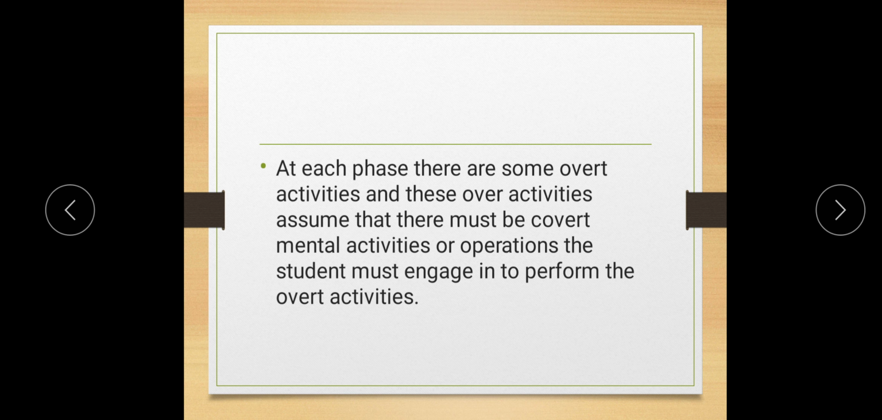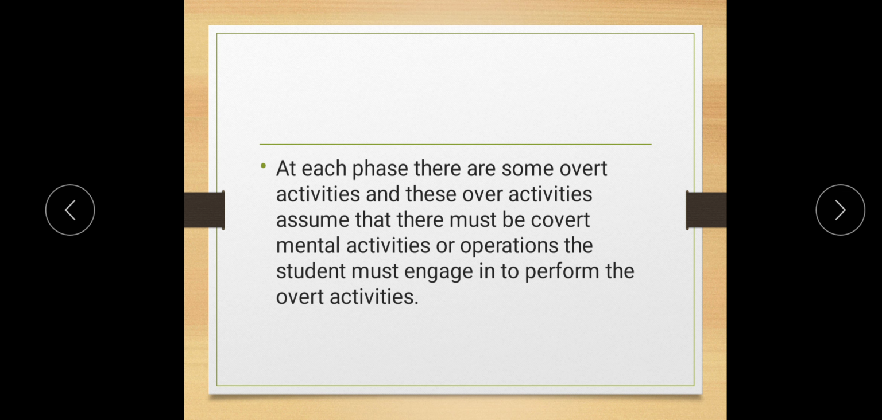Now to start with, we'll see this as well. At each phase there are some overt activities. This is again very important. Overt activities, and sorry for the spelling mistake, it's not over, it's overt. So read it as overt, and these overt activities assume that there must be covert mental activities or operations a student must engage in to perform the overt activities. As in, whenever I think something, there are 2 words here, overt and covert. What is overt? Overt is nothing but an activity which you perform or which can be seen. But covert activity is something which happens in your mind.